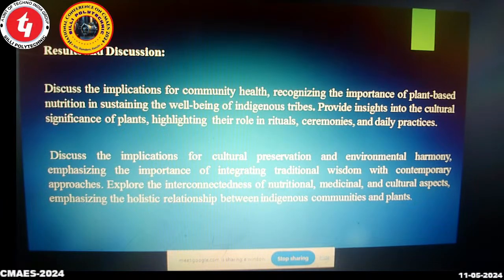We discussed the implication for community health, recognizing the importance of plant-based nutrition in sustaining the well-being of indigenous tribes. To provide insights into the cultural significance of plants, highlighting their role in rituals, ceremony and daily practices. We discussed the implication for cultural preservation and environmental harmony, emphasizing the importance of integrating traditional wisdom with contemporary approaches to explore the interconnectedness of nutritional, medicinal and cultural aspects, emphasizing the holistic relationship between indigenous community and plants.